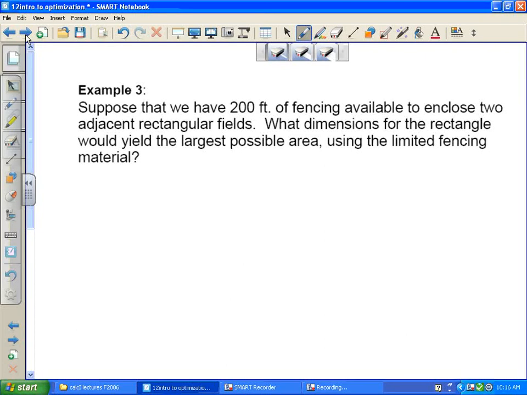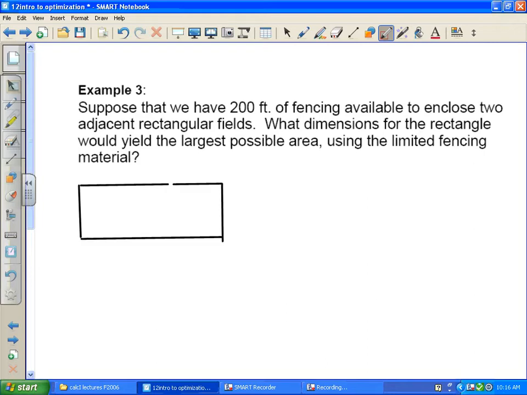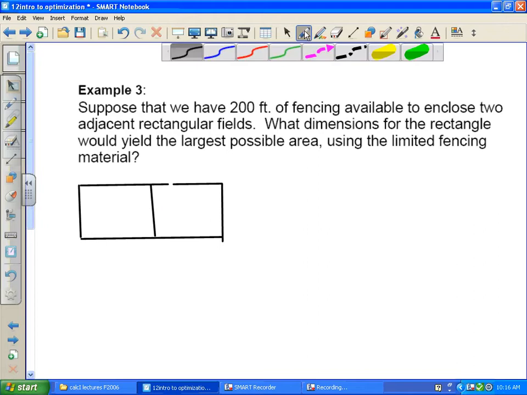And then we'll discuss it together. Suppose we have 200 feet of fencing available to enclose 2 adjacent rectangular fields. And these are supposed to be of equal sizes. The question is, what dimensions for the rectangle would yield the largest possible area using the limited fencing material? So you are restricted by this 200 feet of fencing.